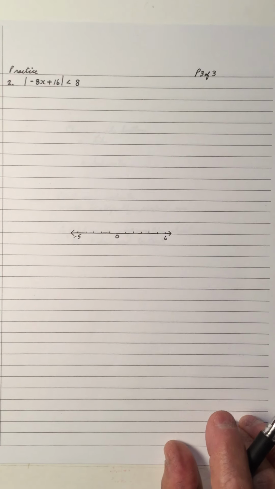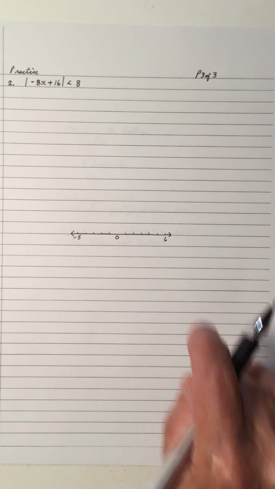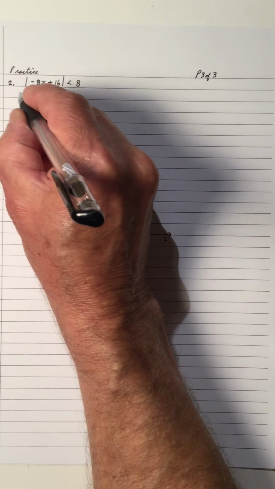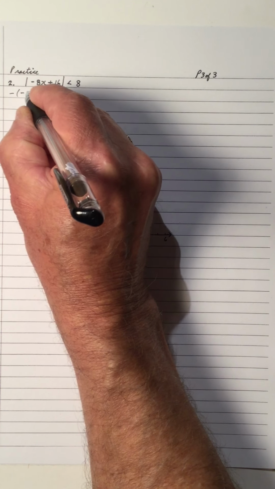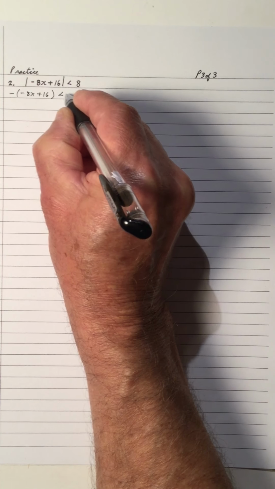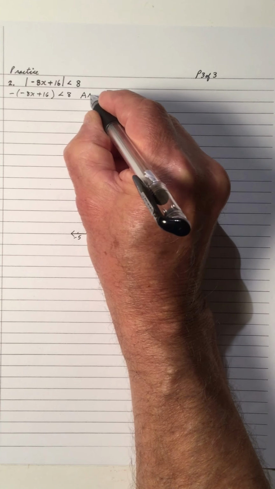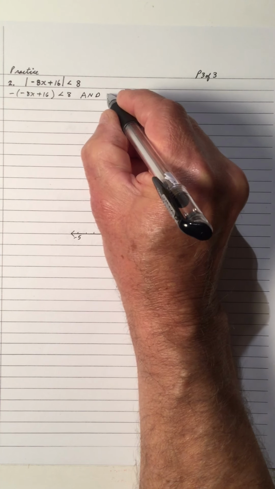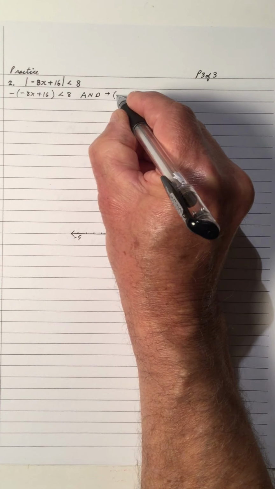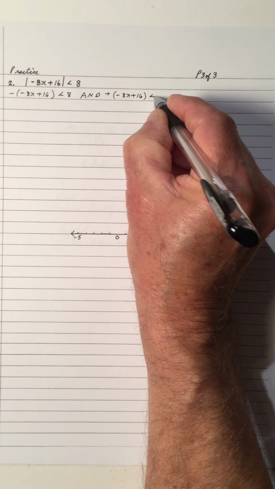And one more to do. Pause your video and work it out before I do. Here we go. So the negative of negative 8x plus 16 is less than or equal to 8. And less than is an and, an intersection, an overlapping. And the positive of negative 8x plus 16 is less than 8.